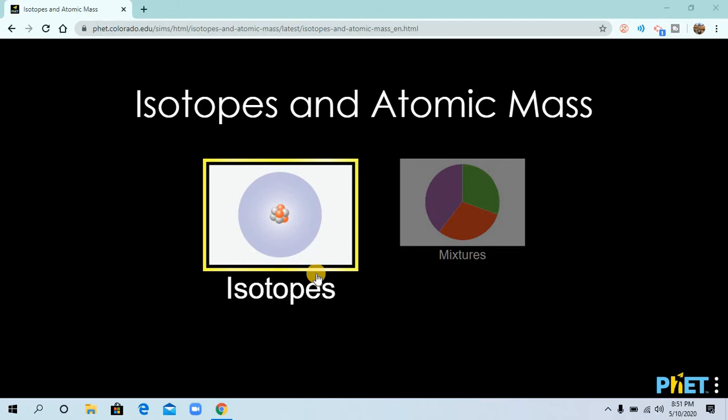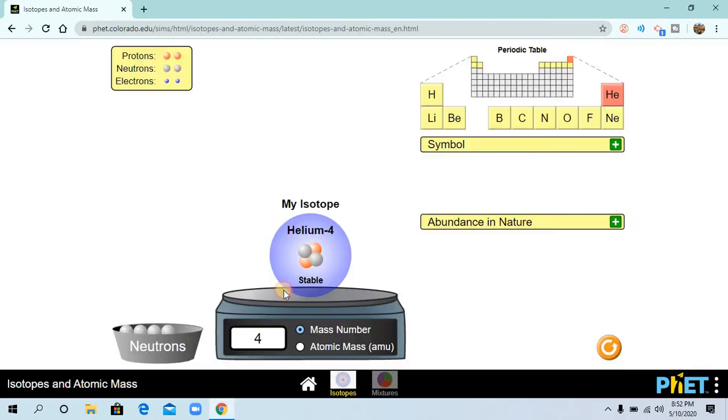After watching this video till the end, you will understand all about isotopes and atomic mass, because I will give you all the information about them. After that, you can go to the link below and keep practicing by yourself. Let's go for the isotope right now.